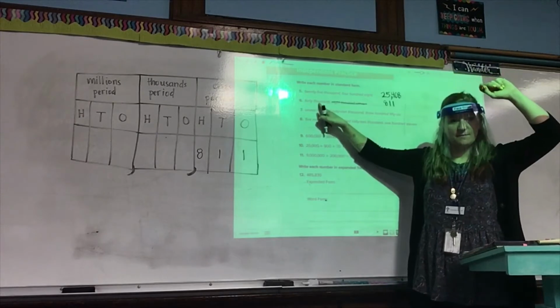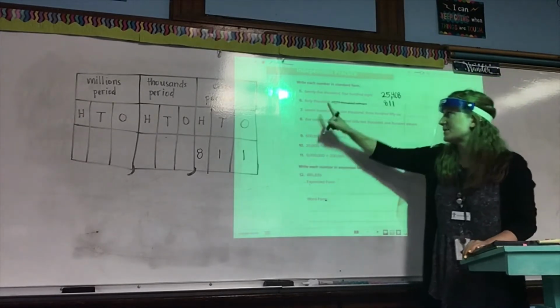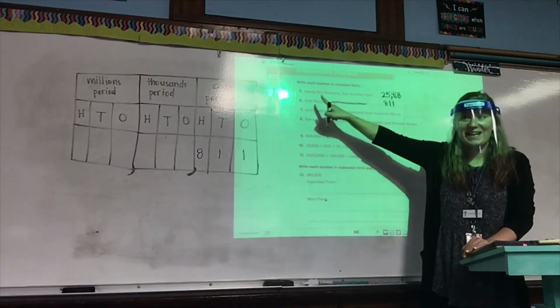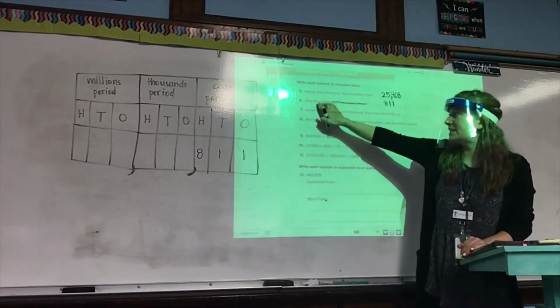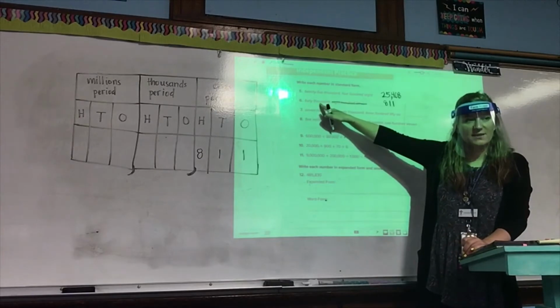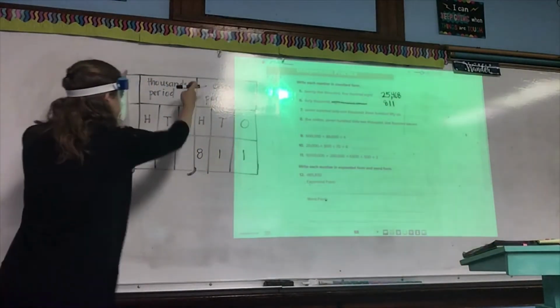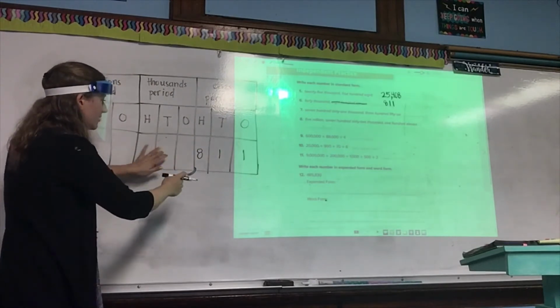Colin? The thousands. The thousands period. We have the word thousand, we have a comma. That means we're looking at the thousands period. Well, what does it say before the word thousand? 40. So we're figuring out, okay, we're in the thousands period. What number goes in each place?